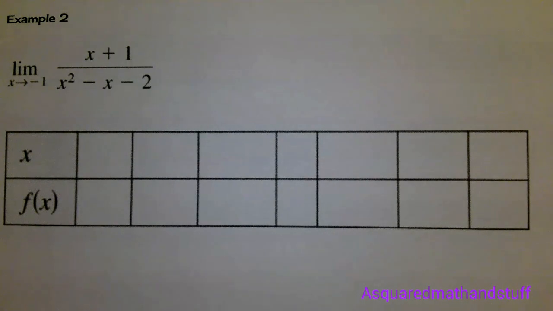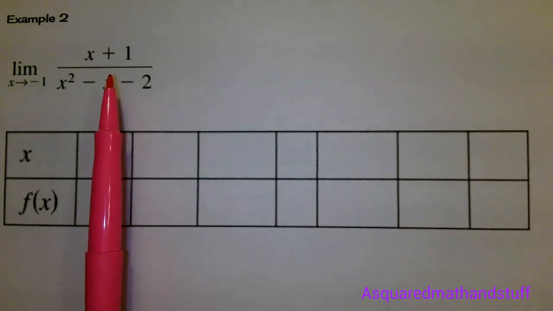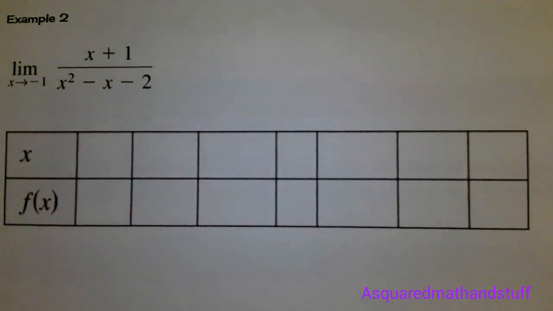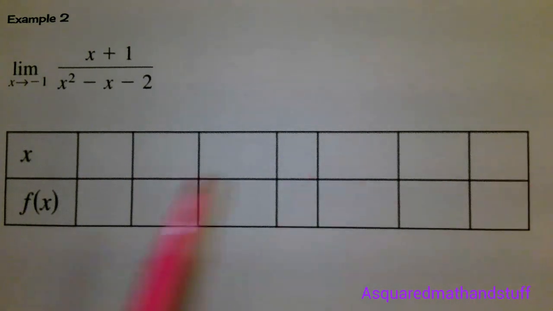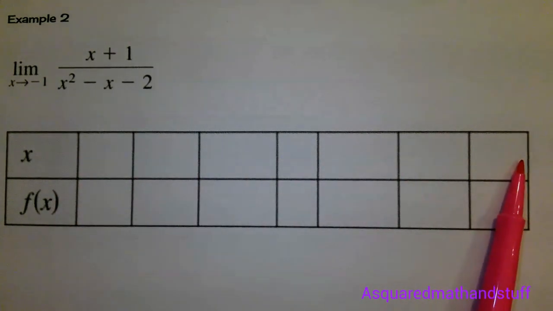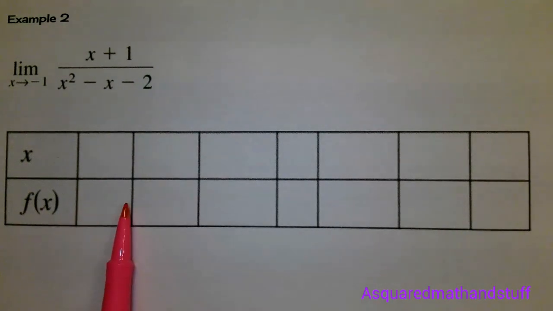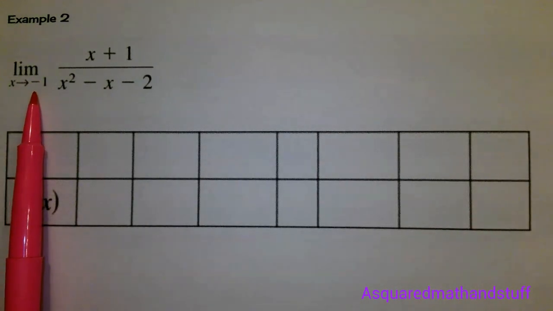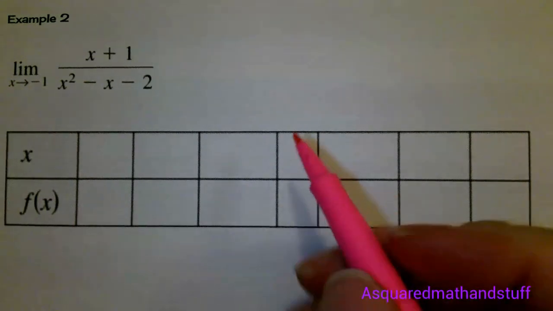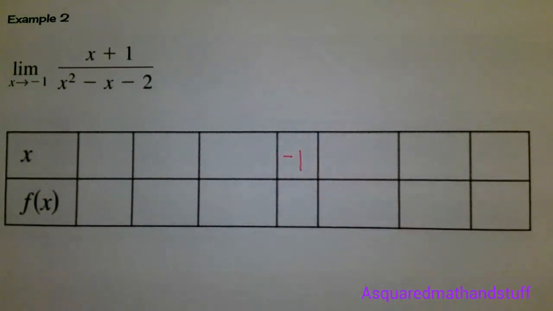And we are looking at example number 2 for our introduction to limits using a table. In this example, we have a rational function, so we have equations in the numerator and denominator, and I have left our x values blank. We need to come up with these x values, then use our calculator to calculate the y values and figure out what the limit is as x approaches -1 in this case. So I'm going to write -1 in the middle here.